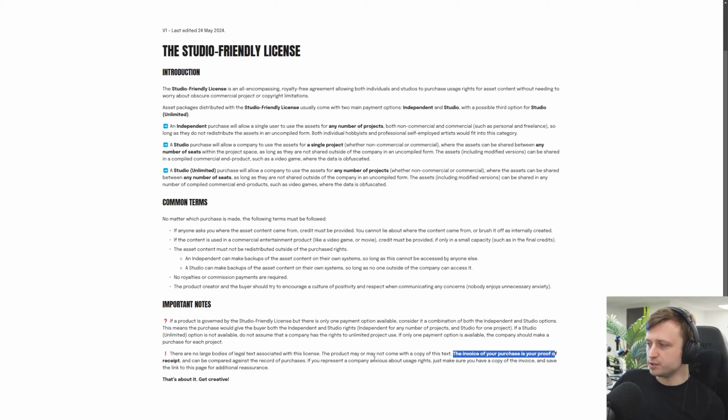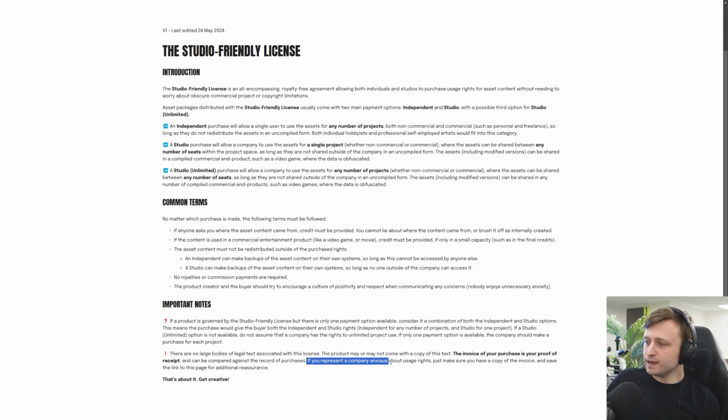The invoice of your purchase is your proof of receipt. That's all you need to show the creator to be sure that you've purchased the license. No agreement, no signed contract needs to be made, separately from the invoice itself. And that proof of receipt can be compared against a record of purchases, so the creator can look back on any service that they're selling the product and confirm that, oh yes, you did purchase this license.